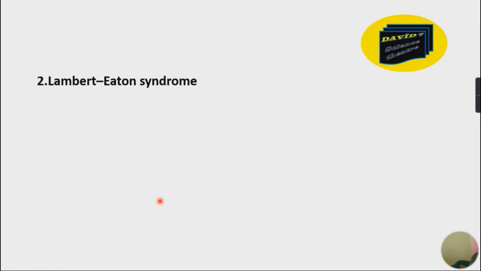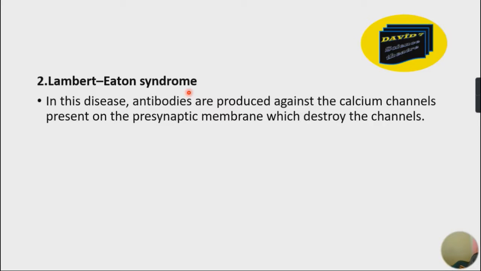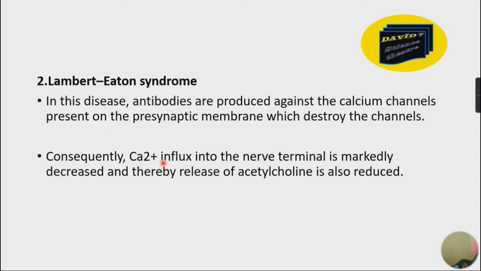The last disorder of the junction is called Lambert-Eaton syndrome. The Lambert-Eaton syndrome is a disease in which antibodies are produced against calcium channels present on the presynaptic membrane, which destroy the channels. In the previous disease, we were talking about the receptors of acetylcholine. Now, the destroyed channels are those of calcium. Consequently, calcium influx into the presynaptic knob is markedly decreased, and thereby release of acetylcholine is also reduced.